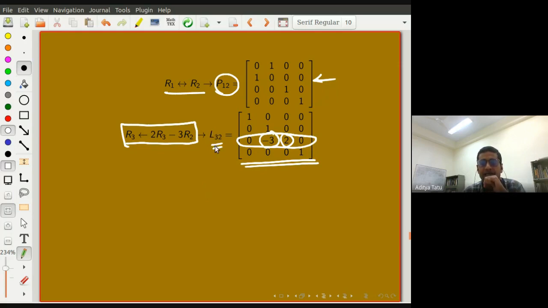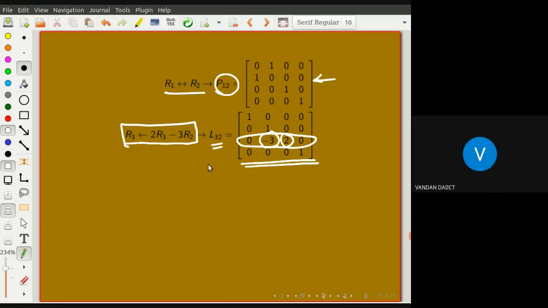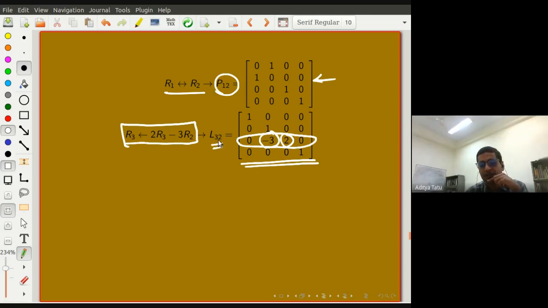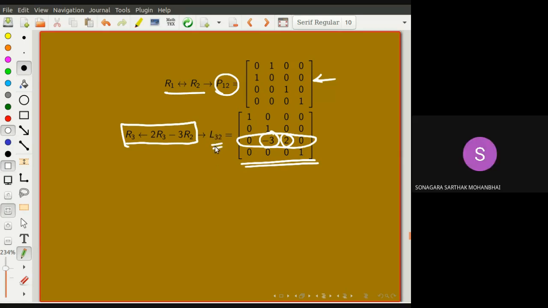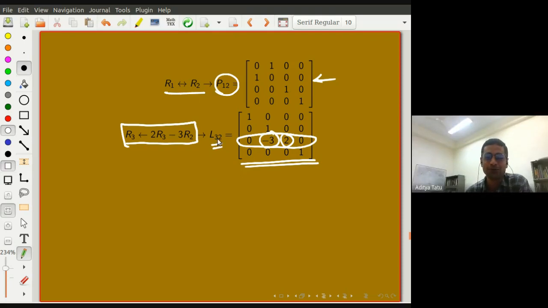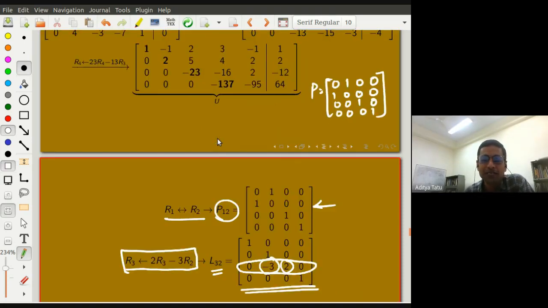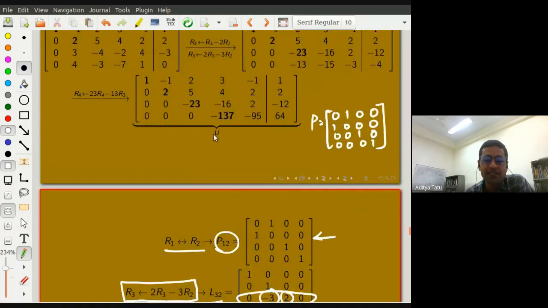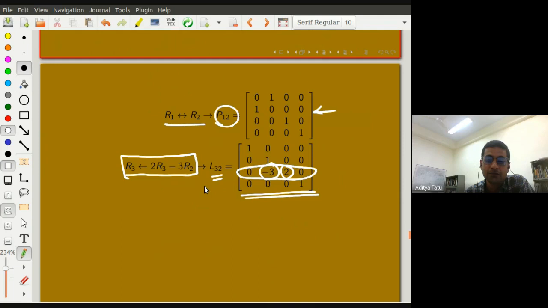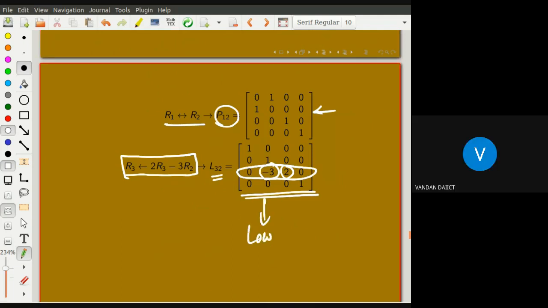And do you see why I am labeling it L? In the third row, we are adding some multiple of the second row. That's why the subscript 3, 2 makes sense. But why L? This linear combination? Good try, but no, there's more to it. Let me give you a clue. This matrix, I'm representing it as U. Why? Because it is upper triangular. What about this matrix? Lower triangular.